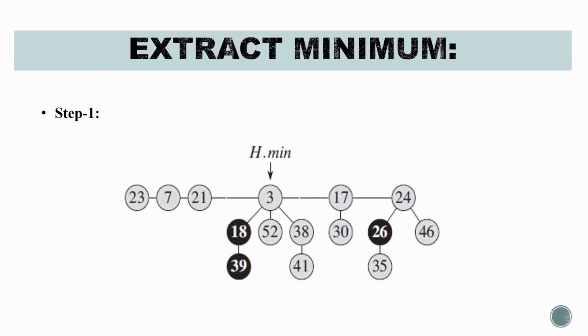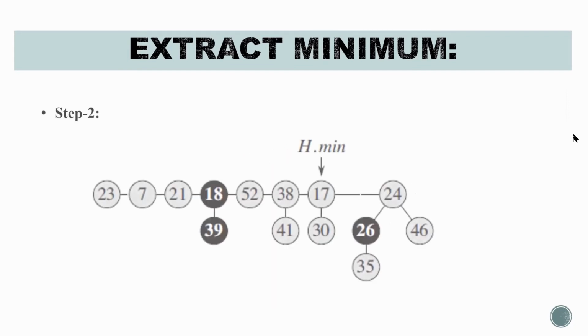As the name implies, we extract the minimum value out of the heap. Let's find out how it's done. First, the minimum value is extracted, which causes its child nodes to join the root list as shown in the next step. And it can be seen that after the minimum value is extracted, the minimum pointer shifted to its right, which is 17. But we can see that 17 is not actually the minimum value, it is 7.